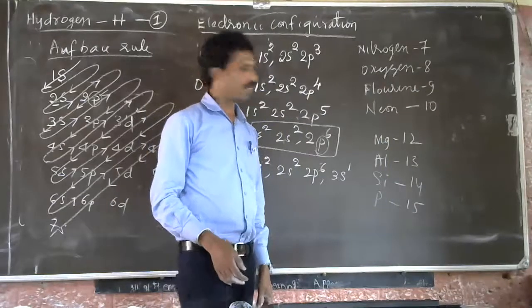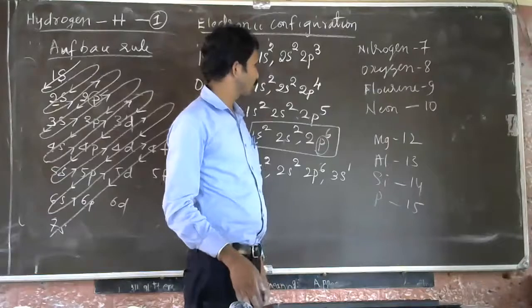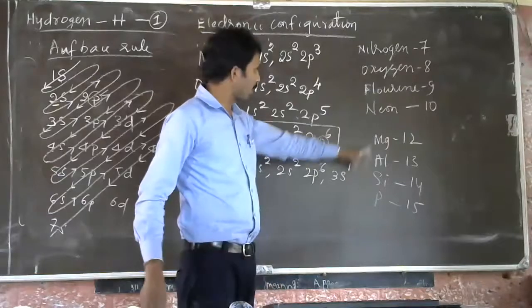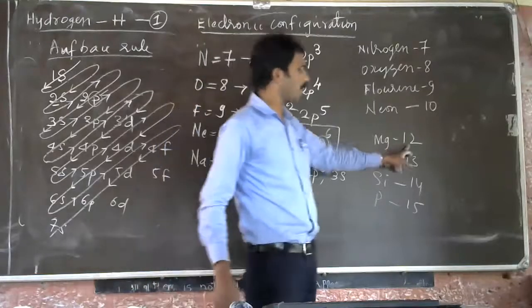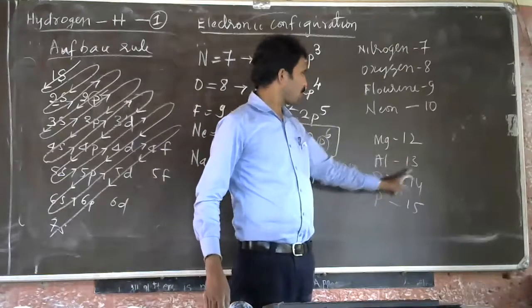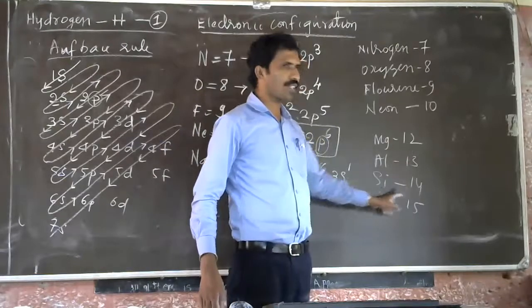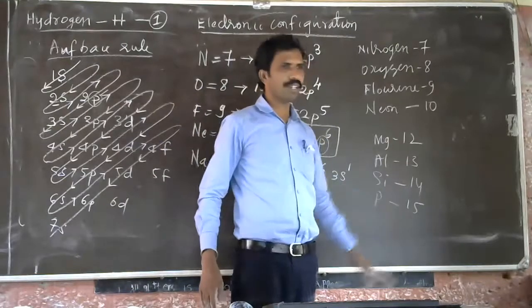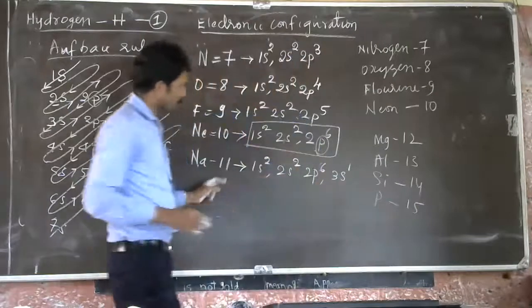So some more examples. You try to write now. Magnesium atomic number is 12. Atomic number of aluminum is 13. Atomic number of silicon is 14. And phosphorus is 15. Follow like this.